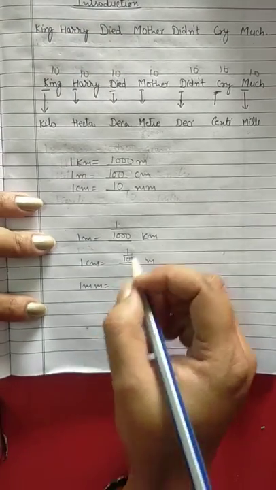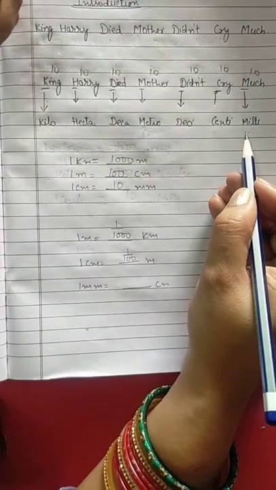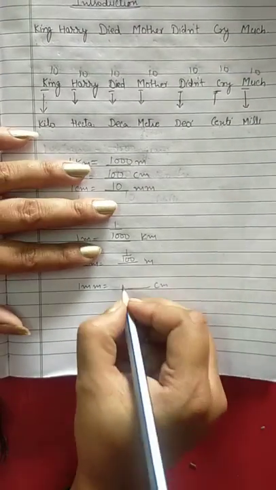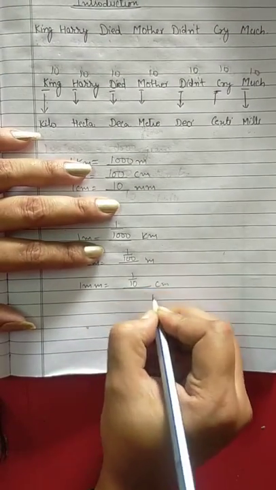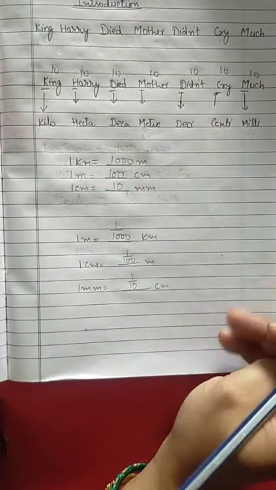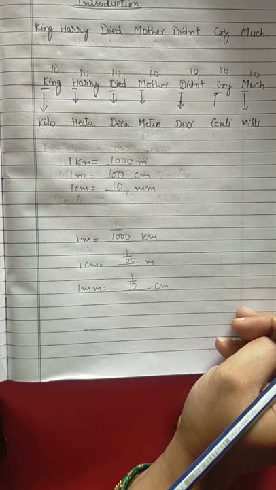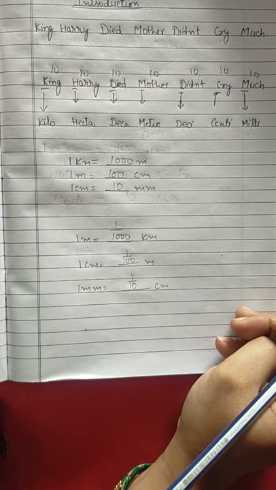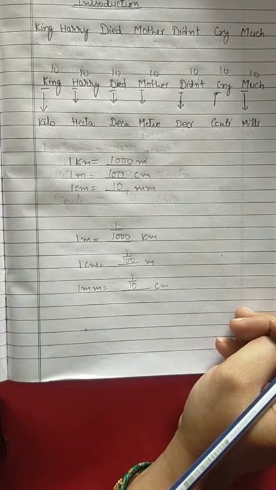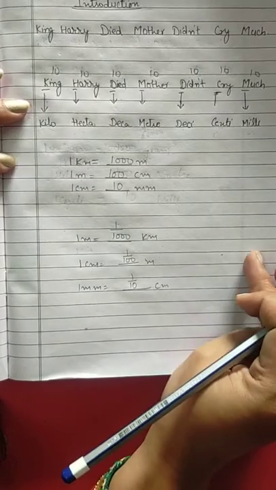Then 1 millimeter equals dash centimeter. Again I move 1 step, so it will be 1 by 10 centimeter. In this way, with the help of this line, you can compare the units. And just remember, when you compare units, both units must be the same. Both must be in kilometer, both in kilogram, both in rupees. In this way, we can compare two quantities.